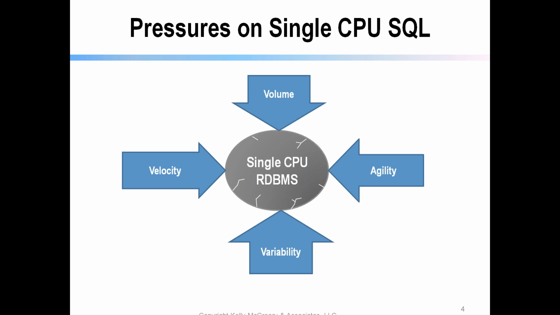So let's just talk quickly about why this NoSQL movement has become so big. If you've seen a lot of the sessions, the 3 V's come up quite a bit: volume, velocity, and variability. Things that a single processor relational database management system tends not to do very well. And we always like to talk about a 4th one, and that's agility, how quickly your business can respond to changing business requirements.